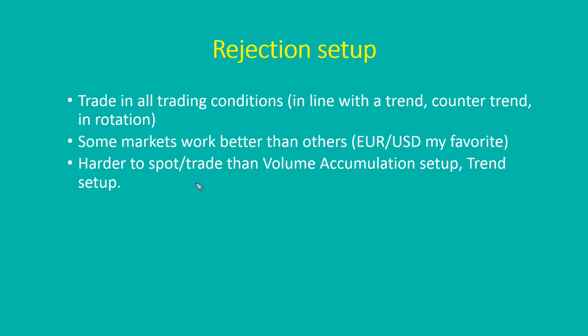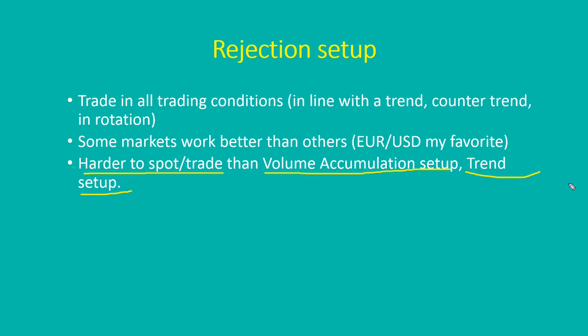Also, the rejection setup is harder to spot than, for example, the volume accumulation setup or the trend setup. Those are the two setups I already talked about. This one is harder to spot because it's harder to tell whether the rejection is significant, whether it's strong one, or whether it's not really that significant. So it takes some practice, it's not that easy to tell.